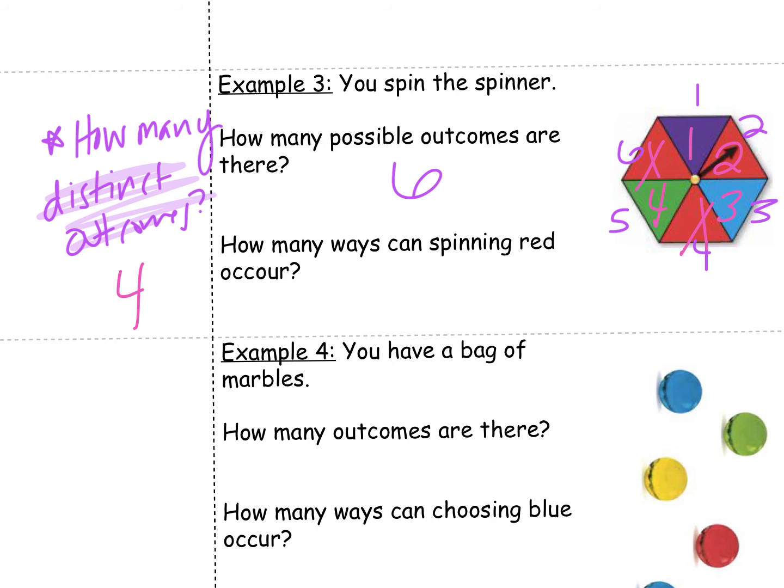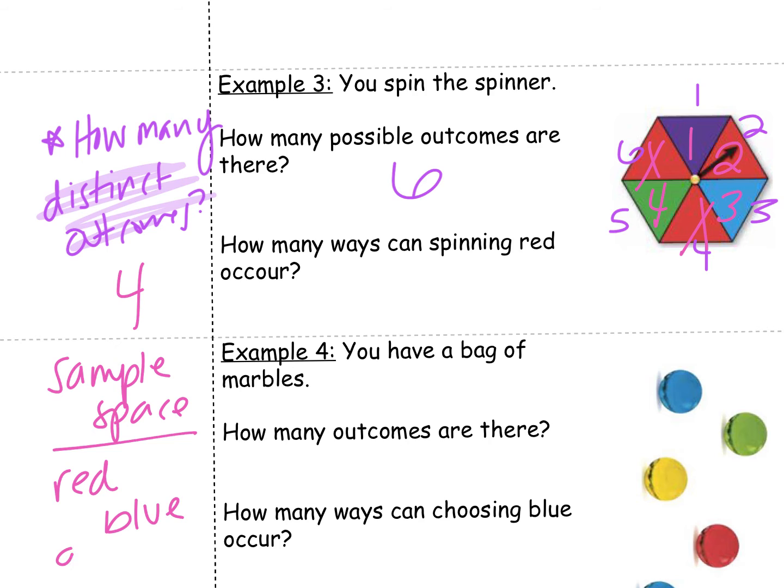And so when I talk about the sample space, a sample space is all the ways I could win. My winning colors would be red, blue, green, or purple. Those are my sample space or my winning options. They are the distinct outcomes, not just the possible outcomes. Now, how many ways can spinning red happen? Well, I could spin a red 3 different ways because I have 3 different sections.